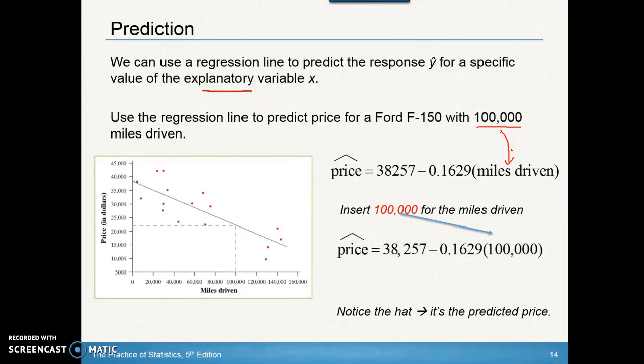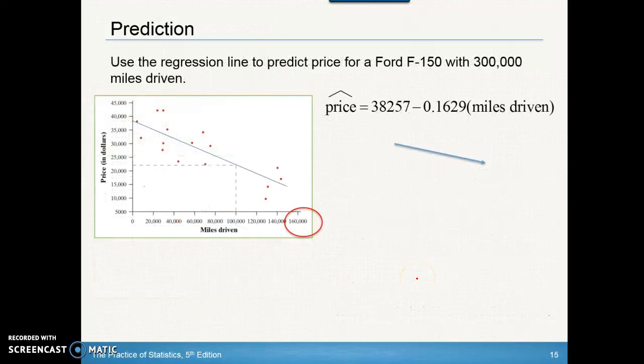Now notice the hat once again right here. It's the predicted price of the car. We don't know what the exact price is because I don't have an exact data point. It's the predicted price of your car. Okay, let's take a look at the next example.